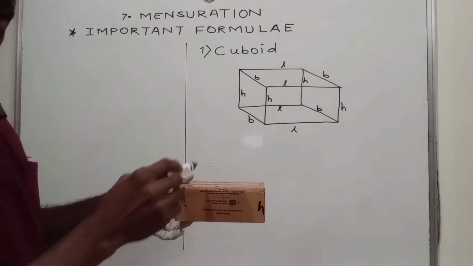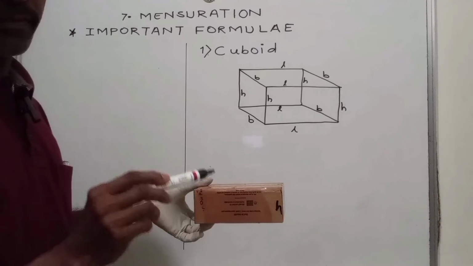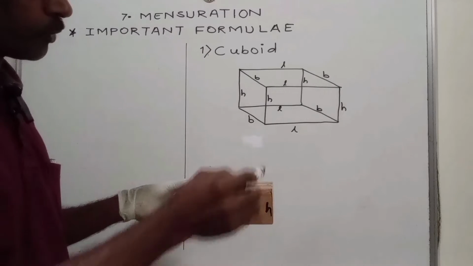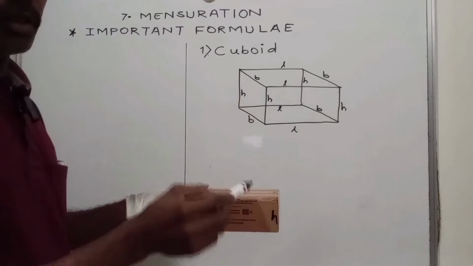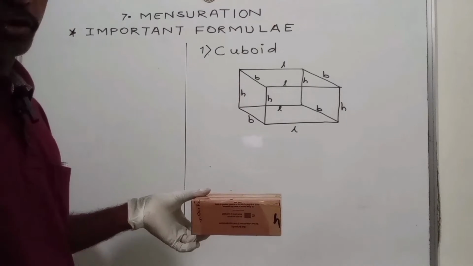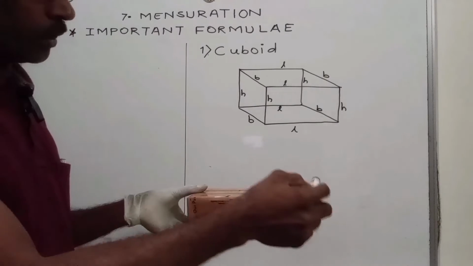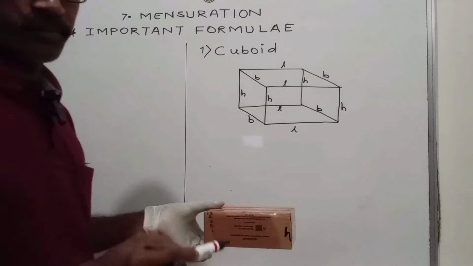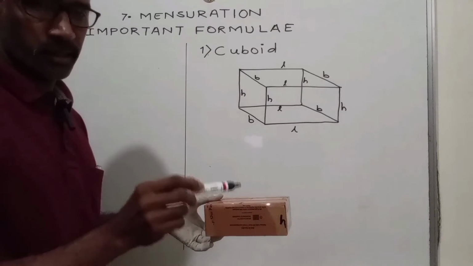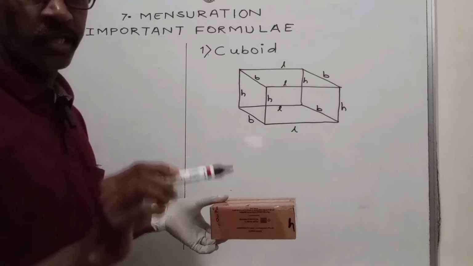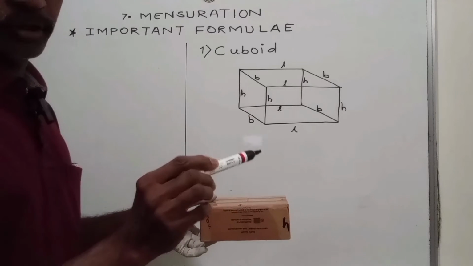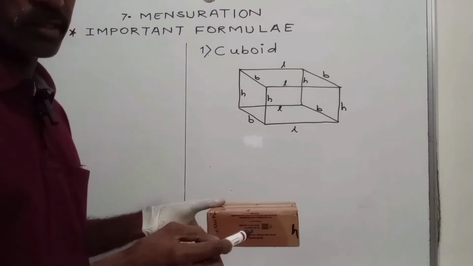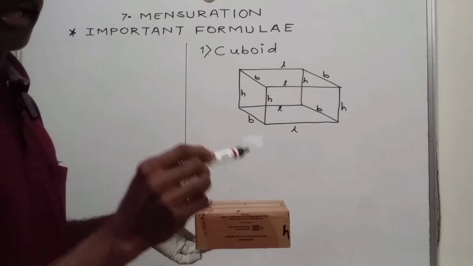In this cuboid, there are a total of 6 surfaces. Pairs of opposite surfaces are congruent, and every surface is a rectangle, or every surface is in the shape of a rectangle.